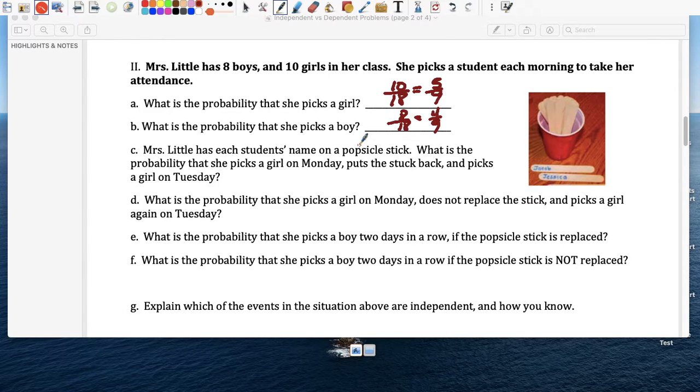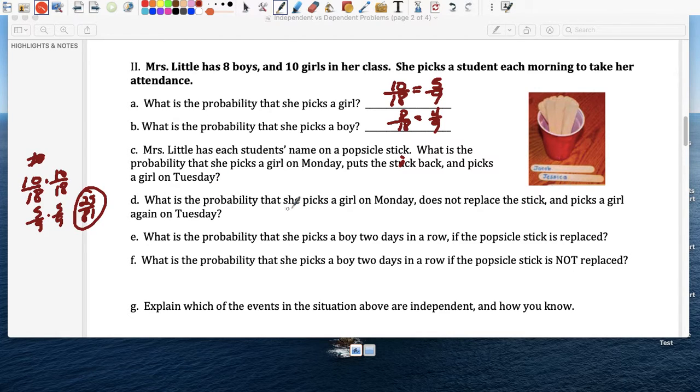So Miss Little has each student's name on a popsicle stick. What is the probability she picks a girl Monday, puts the stick back, and then picks a girl on Tuesday? On Monday, the probability of picking a girl is 10 out of 18. And then she takes that popsicle stick and puts it back. So is it possible she can pick the same girl on Tuesday? Yes, because her name is back in the cup. So 10 out of 18 again, or 5 out of 9 times 5 out of 9, which is 25 out of 81.